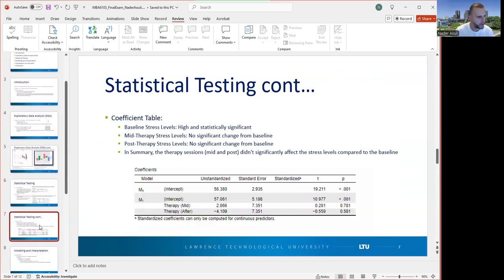Next, I'm going to be talking a little bit about the coefficient table. Interpreting this coefficient table is as follows. The baseline stress level is high and statistically significant. The mid-therapy stress levels show no significant change from the baseline, and the post-therapy stress levels again show no significant change from the baseline. So in summary, the mid and post therapy sessions, as you can see here, didn't significantly affect the stress levels compared to the baseline.